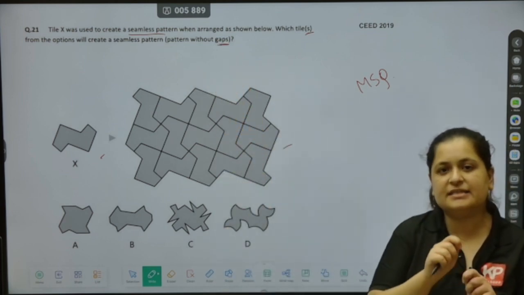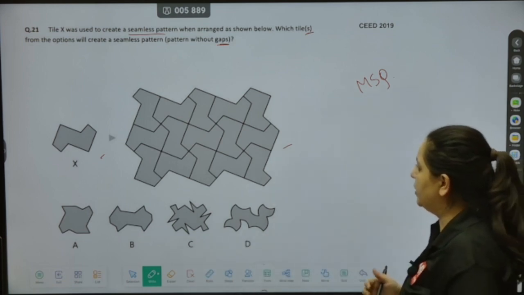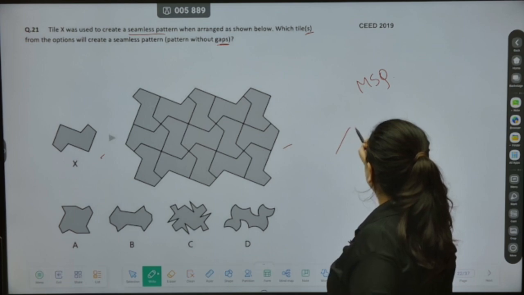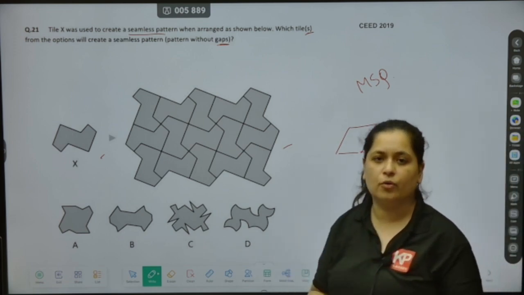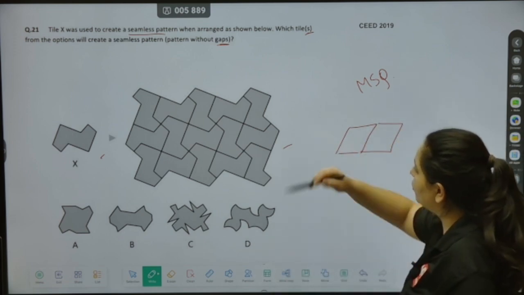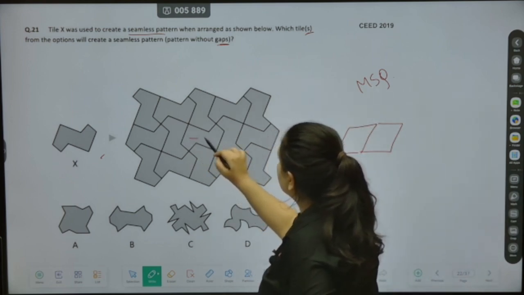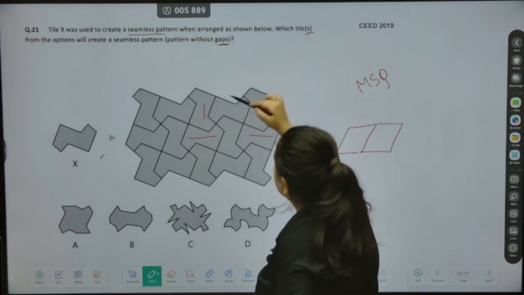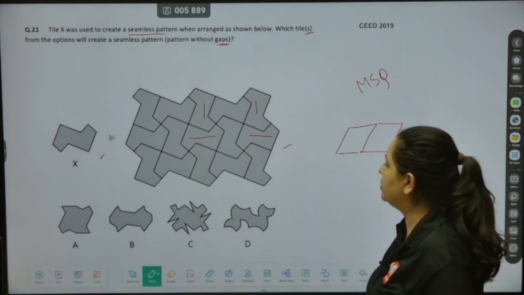Okay, now this is slightly different from the kind of questions that we've been solving so far. What we've been doing till now is placing one shape next to the other shape only. We've not been flipping it and we've not been rotating it. But in this one, if you look closely at the pattern, you will see that this particular tile is placed horizontally, and these tiles are placed vertically. So there is a rotation of 90 degrees between two tiles.